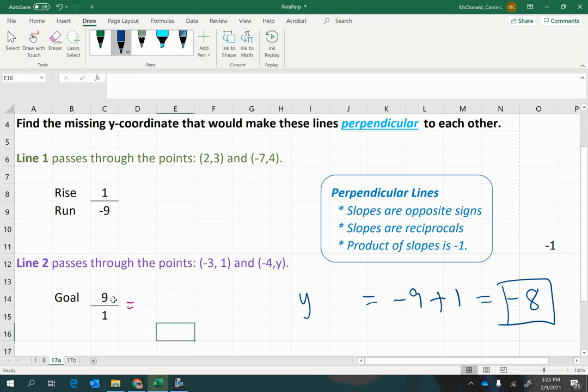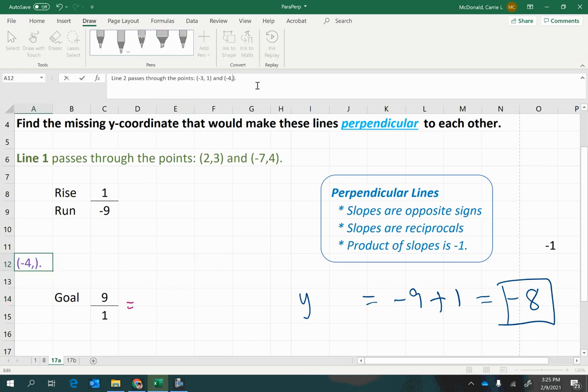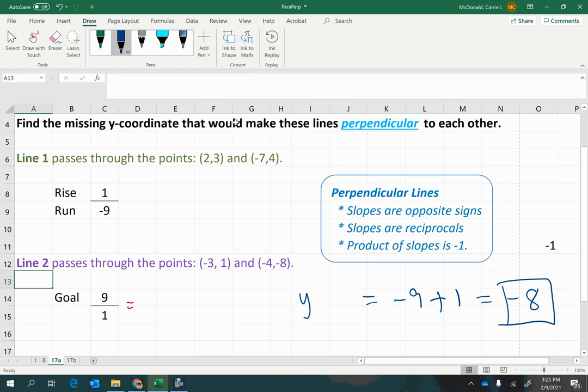Okay, so now I'm going to calculate. My goal was 9 over 1. And when I change my y value to negative 8, and then I calculate my rise, I'm going to be doing negative 8 minus the y value of 1. And in the bottom, I'm going to be doing negative 4 minus negative 3. And so notice that when you divide these, a negative divided by a negative is positive, so I am getting a slope of positive 9 there.